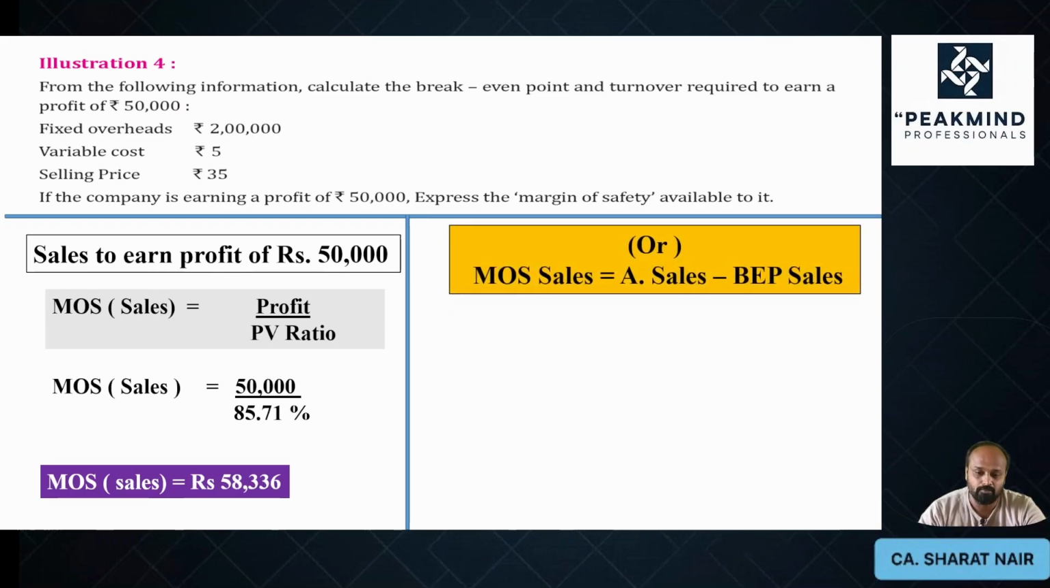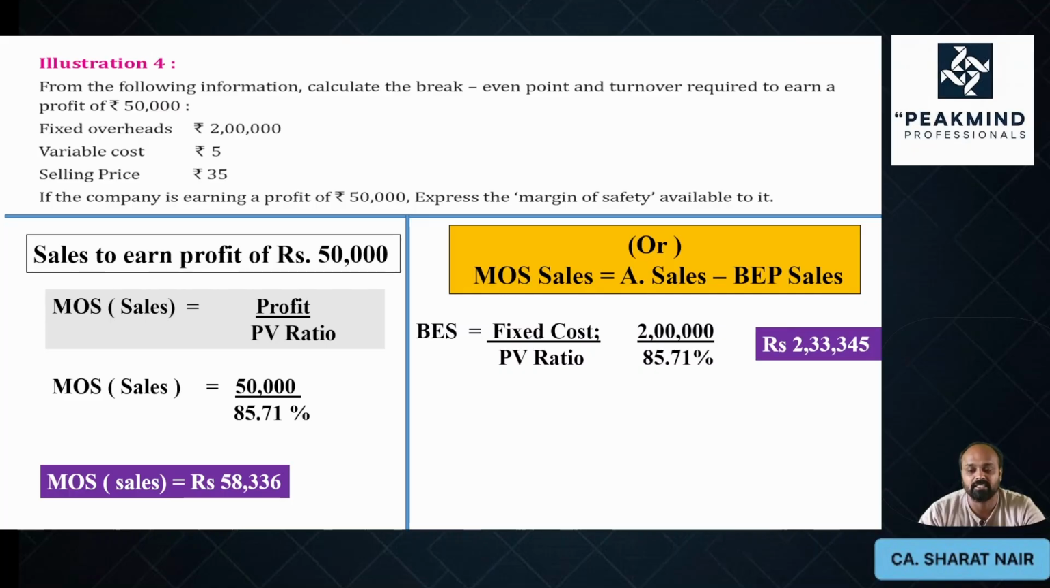Because we do have another formula: margin of safety is equal to actual sales minus break-even sales. So break-even sales is fixed cost by PV ratio. Fixed cost is 2 lakh divided by 85.71. I get 2,33,345. So 2,33,345 is my break-even sales. So that plus 58,336, I will get my actual sales, which should happen so that I end up finding out my profit of 50,000.